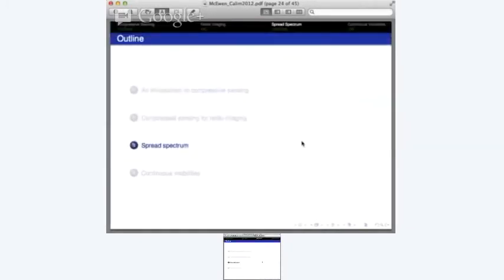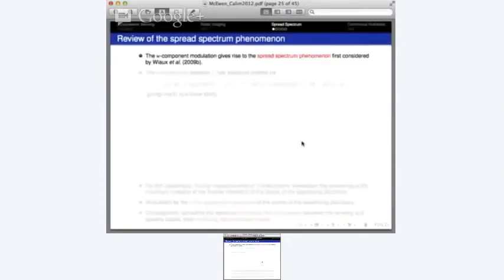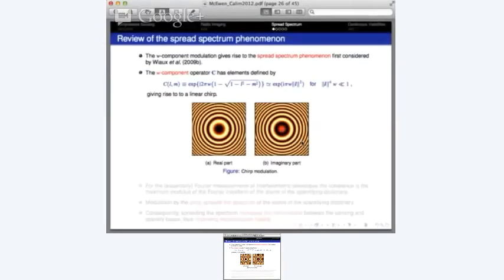Okay, so now that's a review of compressed sensing and its application to radio interferometry. Let's think of now some recent evolutions to try and take this a bit closer to the realistic setting. So this W term introduces what's known as the spread spectrum phenomenon. That was first considered in this paper by Vio in 2009. So here I give an explicit expression for the W term, which I'm sure you're all very familiar with. So we have this type of modulation in image space.